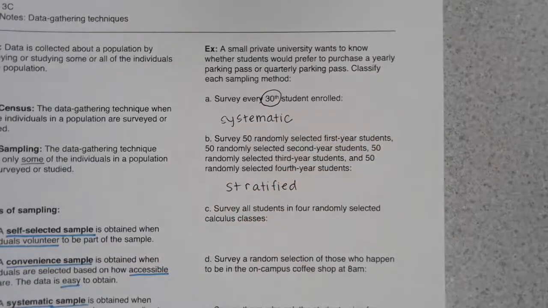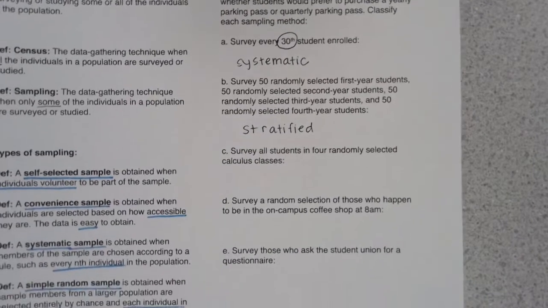It would be cluster if they broke them into groups, but then didn't survey people from each one of the groups. But on this one, they broke them into groups, and then they surveyed randomly selected people from each of the 4 groups. And so that's what makes that one stratified instead of a cluster sample.